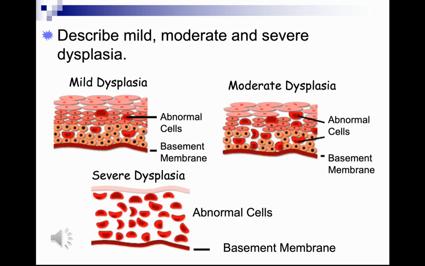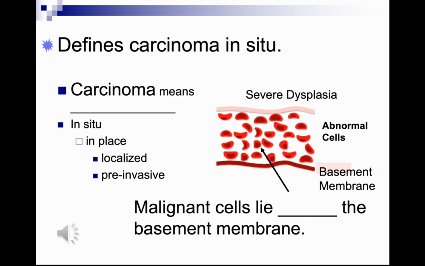Moderate dysplasia, more abnormal cells, and sometimes we'll say 2/3. Severe dysplasia, all the cells sitting above the basement membrane are abnormal. Severe or high-grade dysplasia. That severe dysplasia we would call carcinoma in situ.